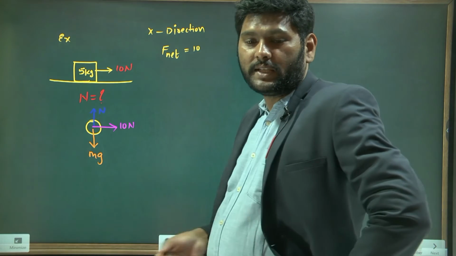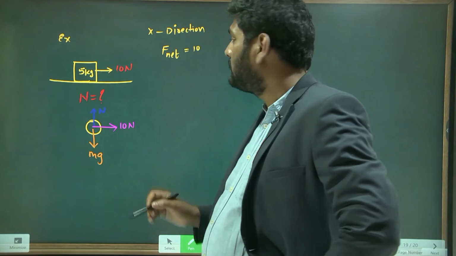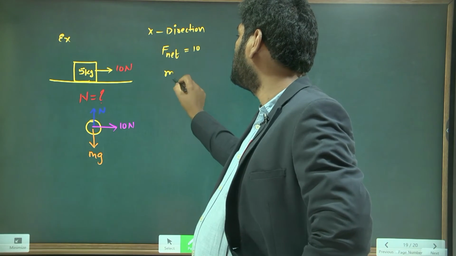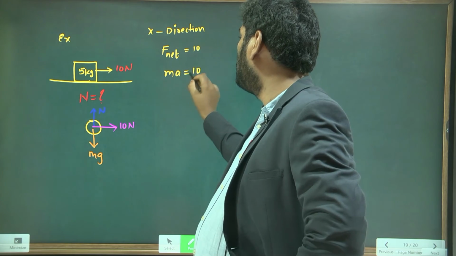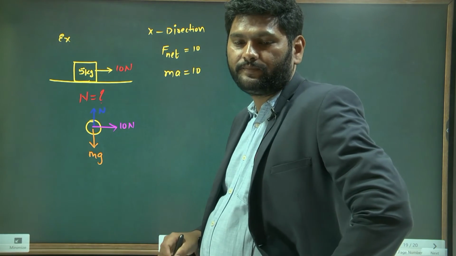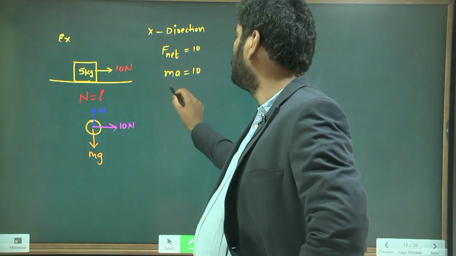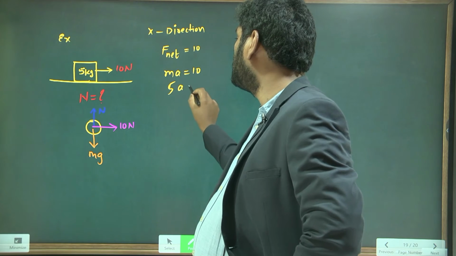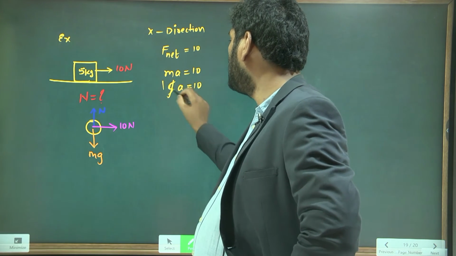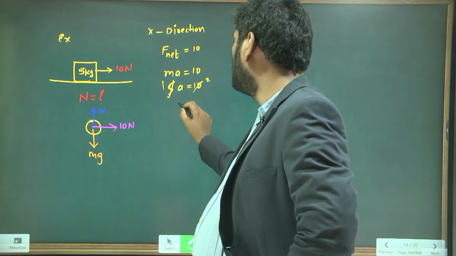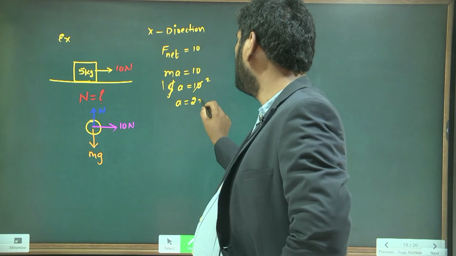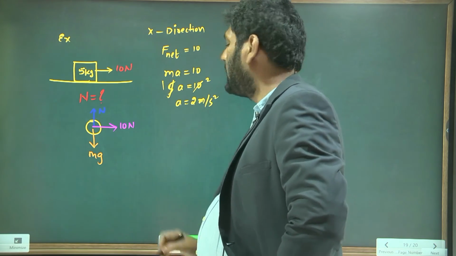Now, according to Newton's second law, what is the net force? Mass into acceleration is equal to 10. But what is the mass of the body? 5 kg. 5 kg. Acceleration is equal to 10 by 5, which is 2. So 2 meter per second square is the acceleration.